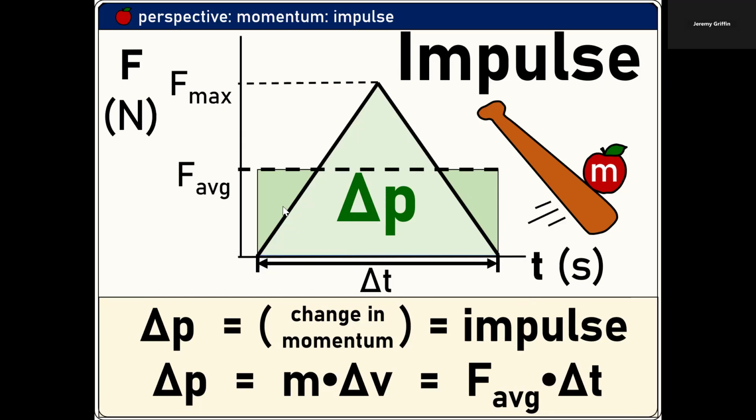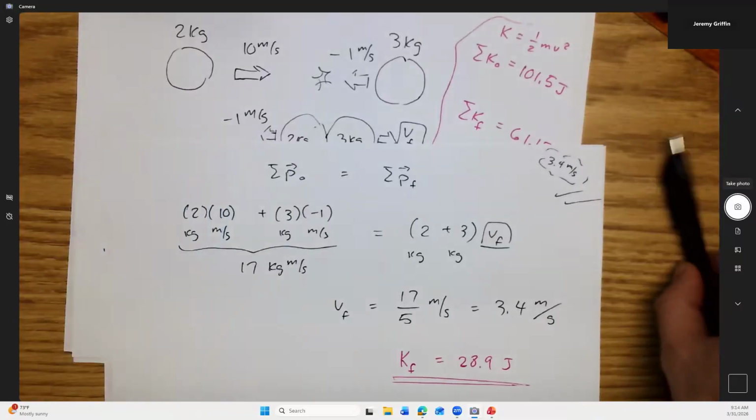Or you can simplify it. Instead of a triangle shape, I could take the average force, which would be halfway down, and make this a rectangle shape. Does this rectangle and this triangle have the same area? Yeah. Right, let's do a calculation on this. You guys ready?